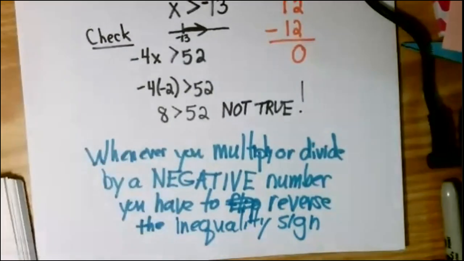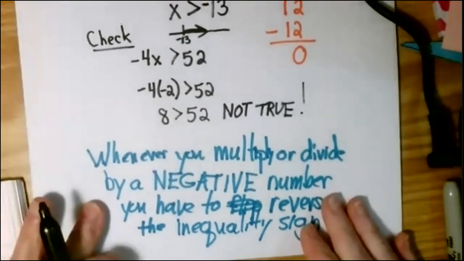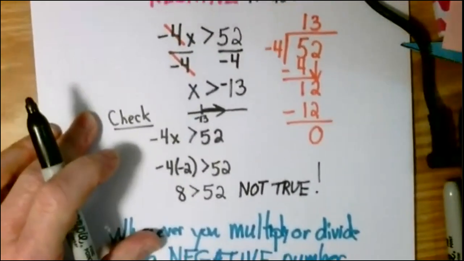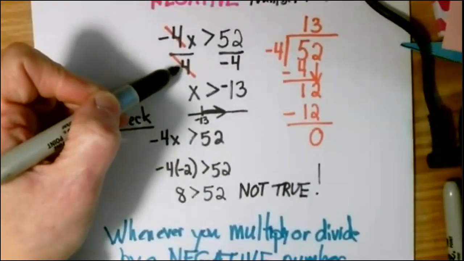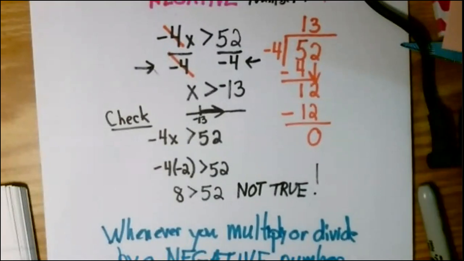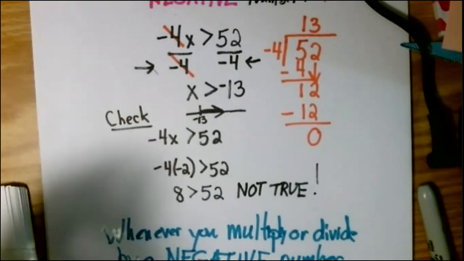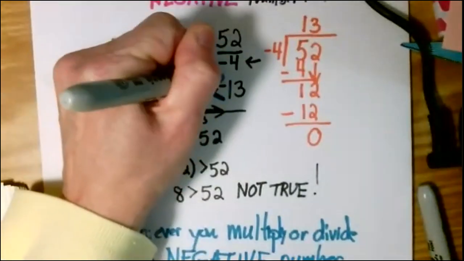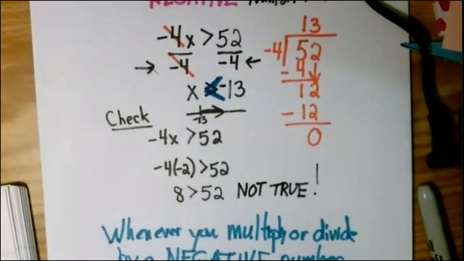So let's do that. Up here, when we did this initially, we divided by a negative 4 on both sides. When we divided by a negative 4, we needed to flip the sign into that direction, or reverse the sign the other way. So then our answer would be x is less than negative 13.